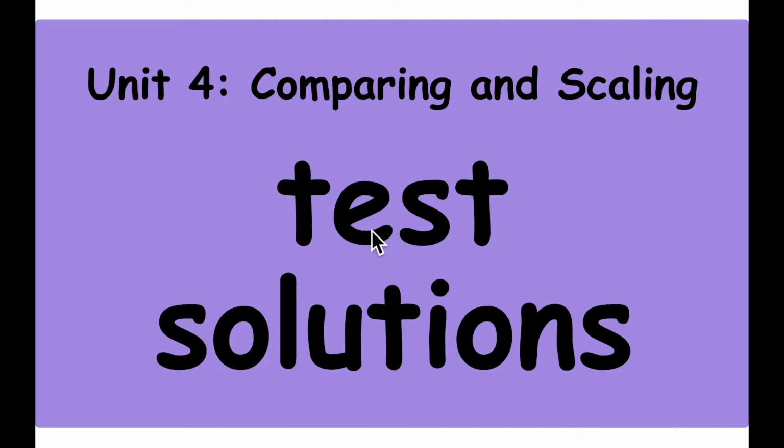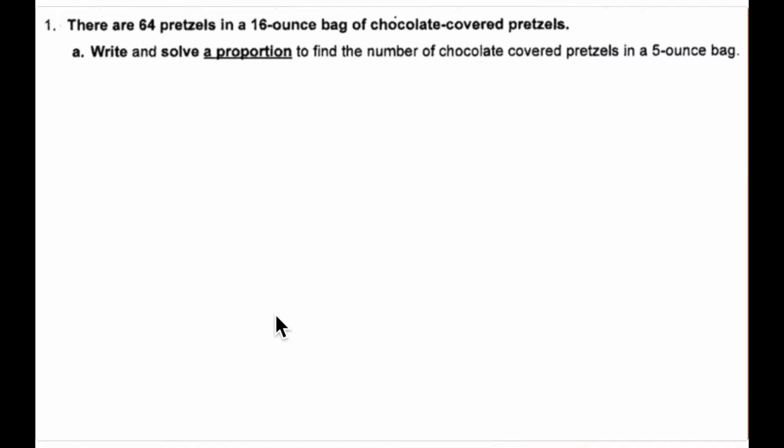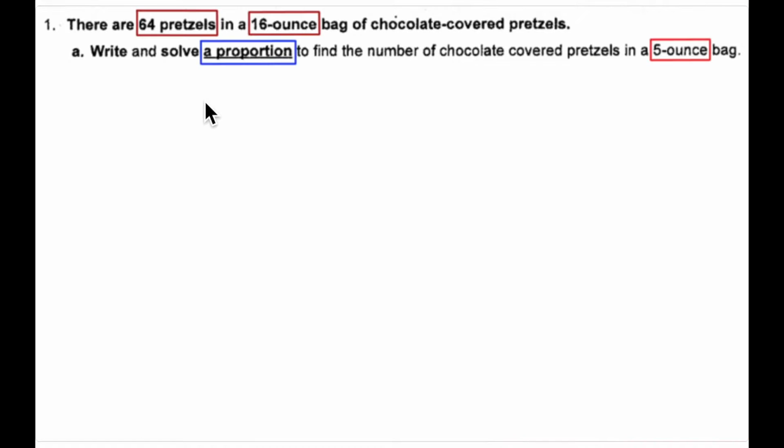These are the solutions for the Unit 4 test, comparing and scaling. In the first problem, there are 64 pretzels in a 16-ounce bag, and you're supposed to figure out how many pretzels you get in a 5-ounce bag. So you're going to go from 16 ounces to 5 ounces.